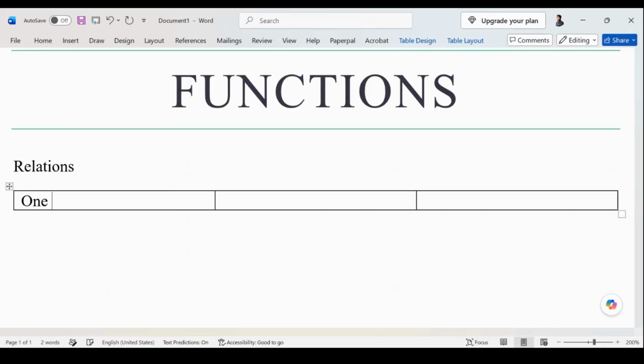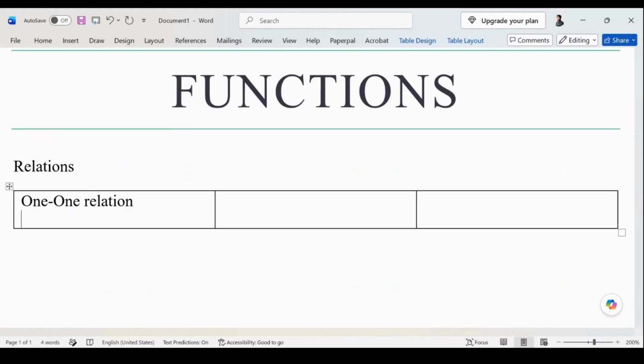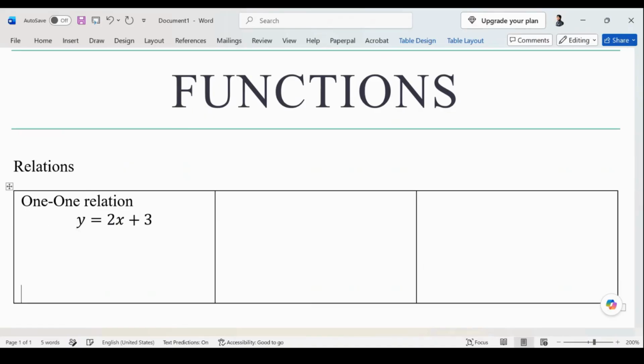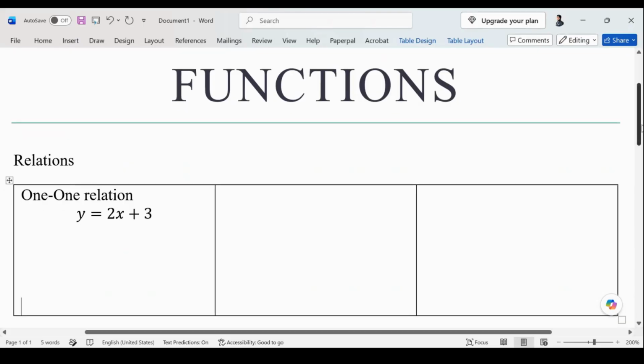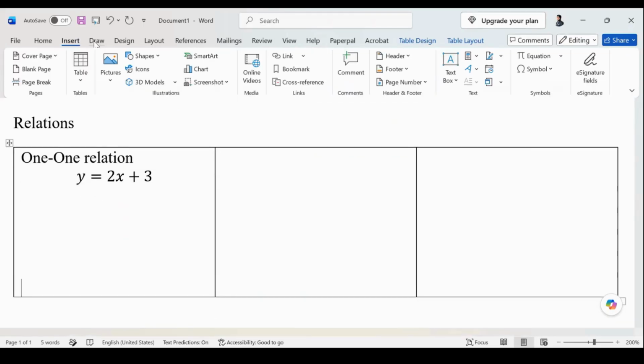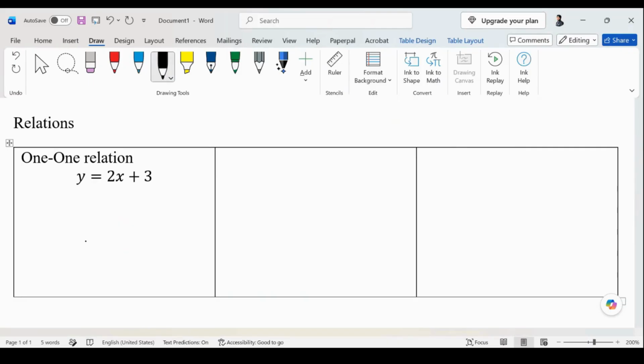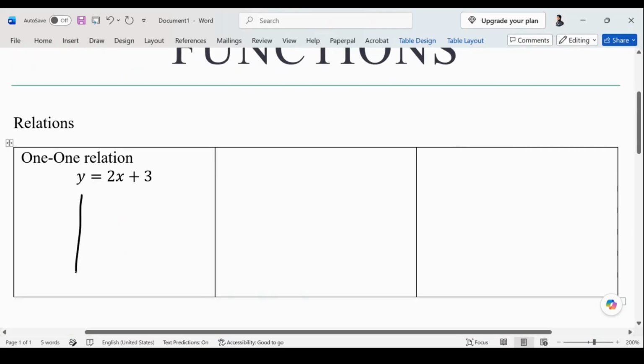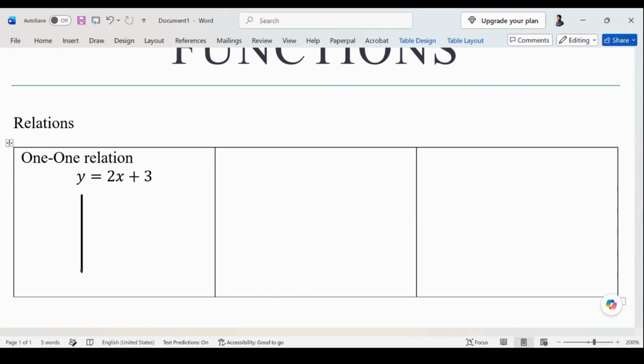First is a one-to-one relation. What is a one-to-one relation? For example, if I tell you y is equal to 2x plus 3, again, without graphical aid, I cannot teach you functions. I cannot teach you even relations. What kind of a graph will you expect for y is equal to 2x plus 3? Straight line with a gradient of 2 and y-intercept of 3, right?